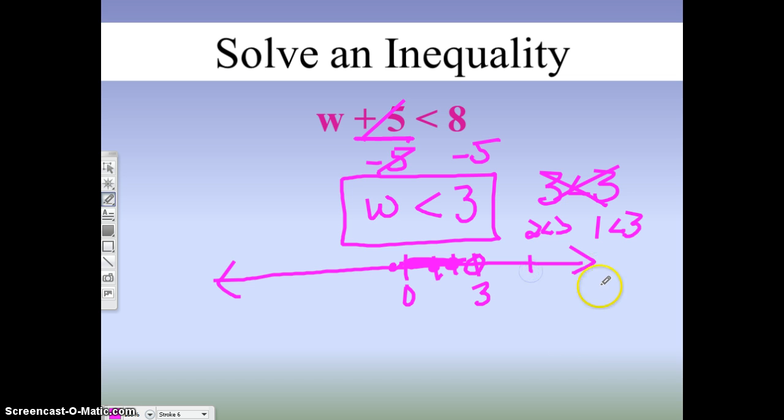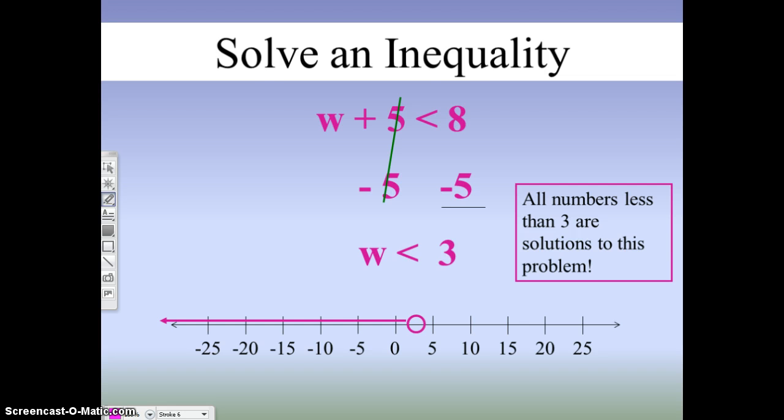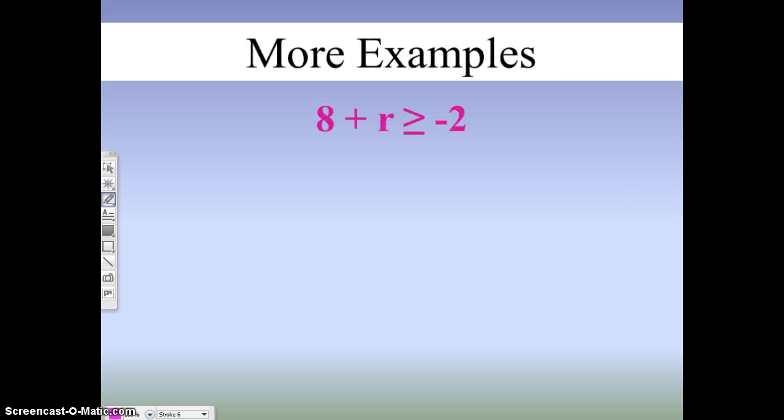Let's try 5. Is 5 a solution? Is 5 less than 3? No. 5 is not a solution. Our arrow just goes in this direction like that. And here I've solved it nice and neatly if you want to freeze it or save it. Here's another example.